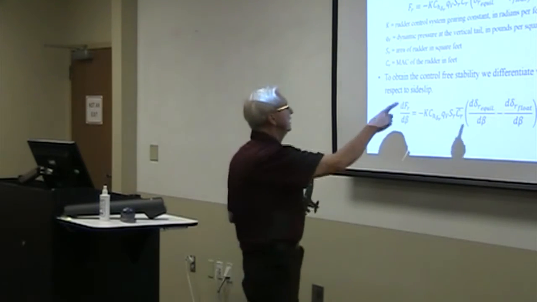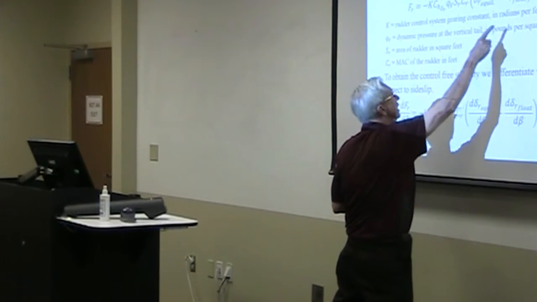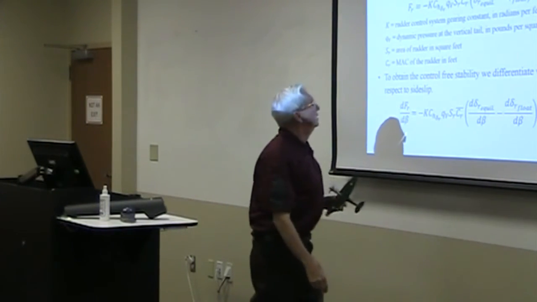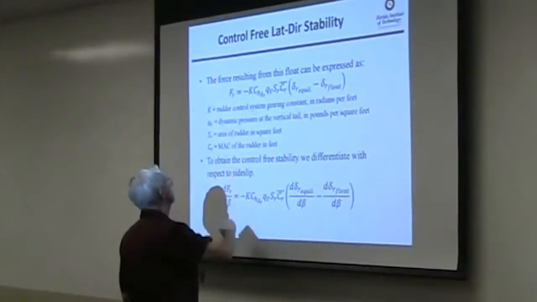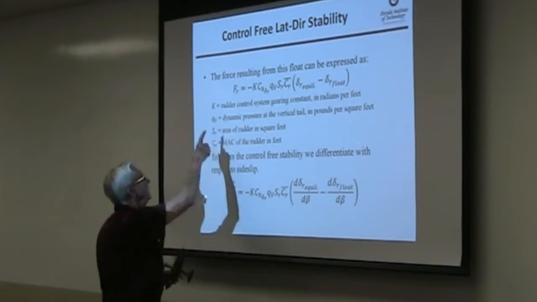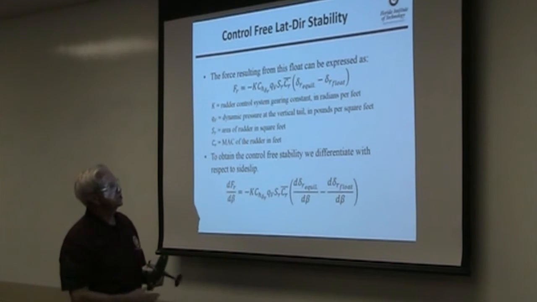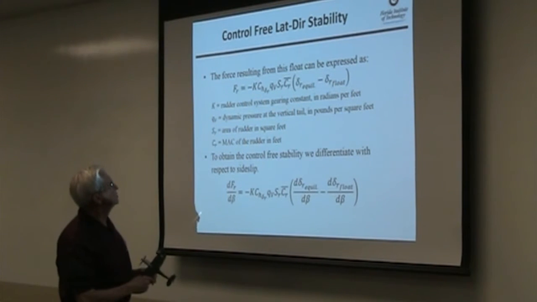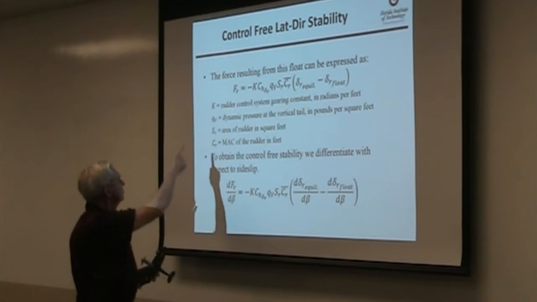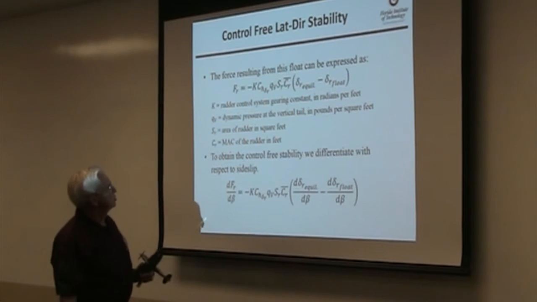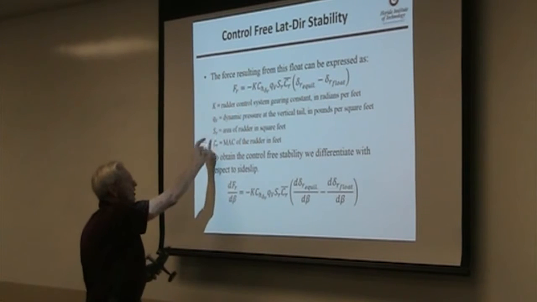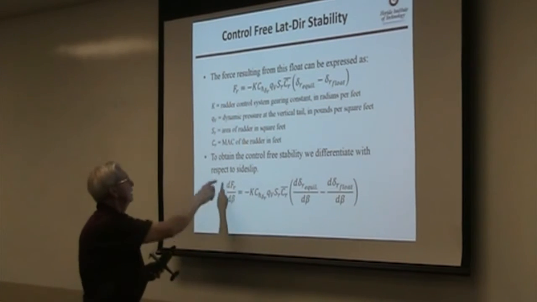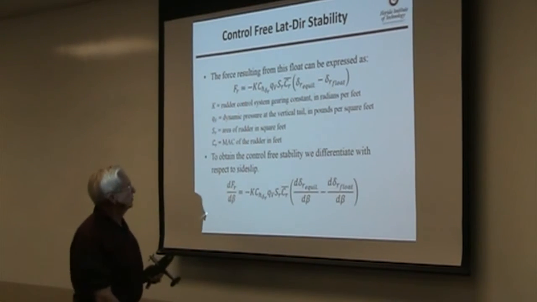Notice that we've got an equilibrium position here and the float angle, and a few of these other terms. K is the control system gearing constant in radians per foot. Q is the dynamic pressure of the vertical tail in pounds per square foot. Then the rudder area, and the MAC of the rudder in feet.